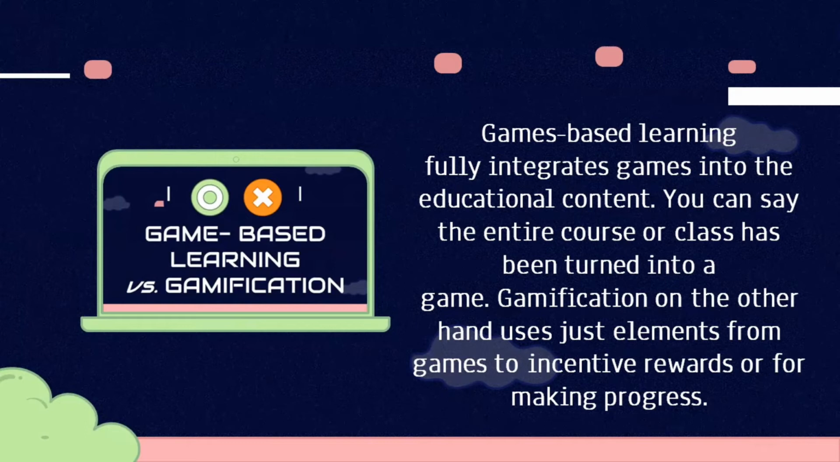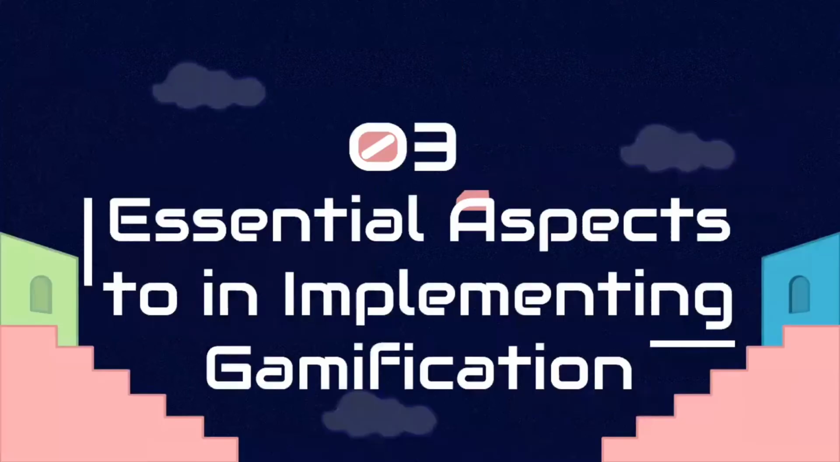On the other hand, gamification uses just elements from games to incentivize rewards or for making progress. An easier way to think of gamification is to view it as a system of encouragement mechanics. It gets your students to want to do something in order for you to promote a specific desired behavior. Meanwhile, game-based learning uses games themselves to enhance the learning experience.